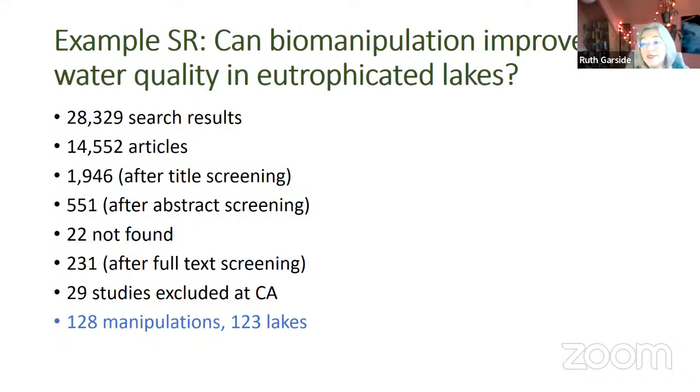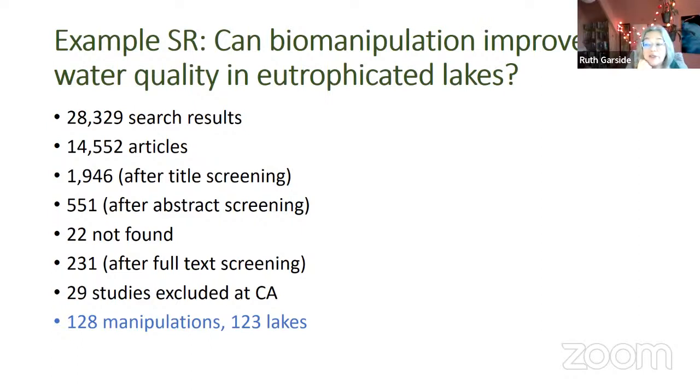The screening was done in 3 stages. So initially looking at the titles to see if they seemed relevant, and then looking at the abstracts of those studies. So the numbers of relevant studies against the review inclusion criteria went down to 1,900 after title screening, and then again down to 551 after abstract screening. 22 of these studies couldn't be found, so the actual full text couldn't be identified. So 231 of these studies were relevant to the review after screening the full text papers.